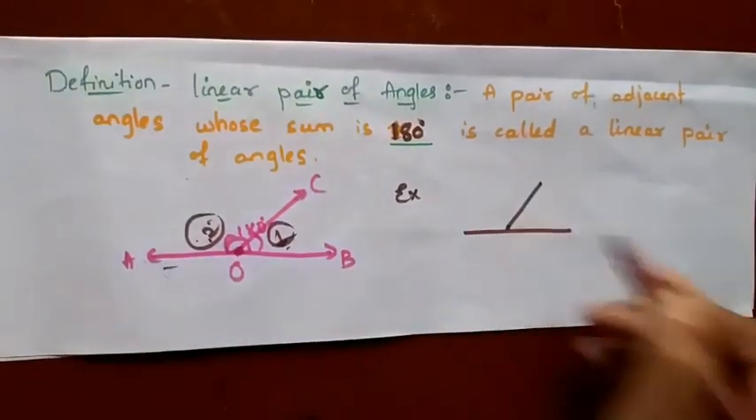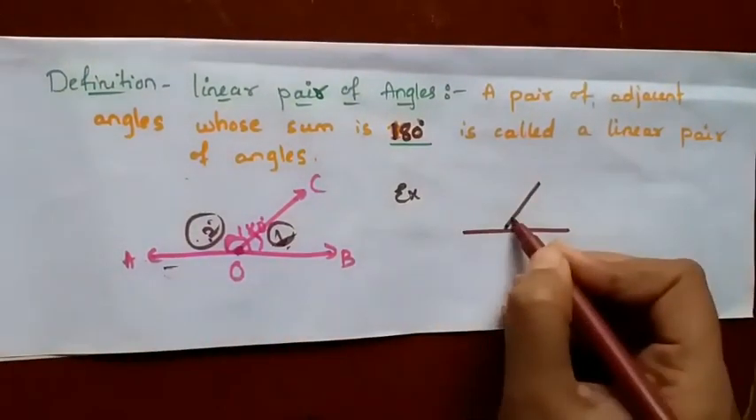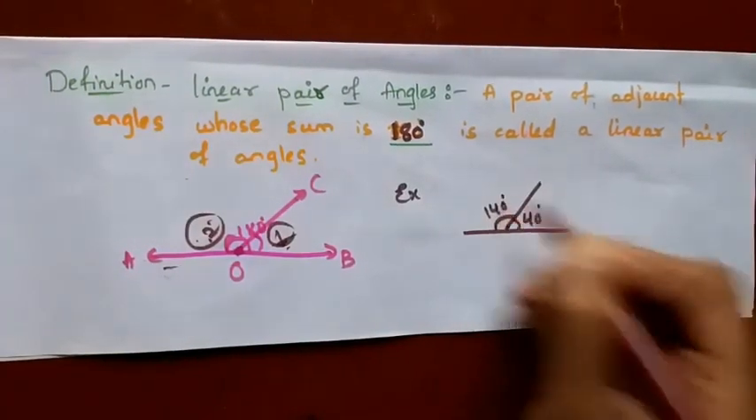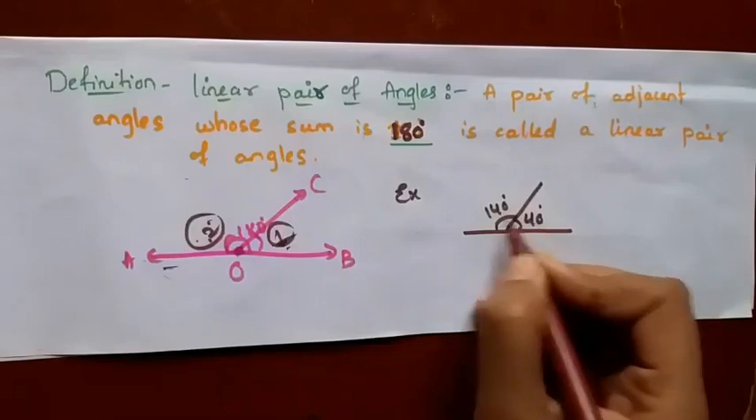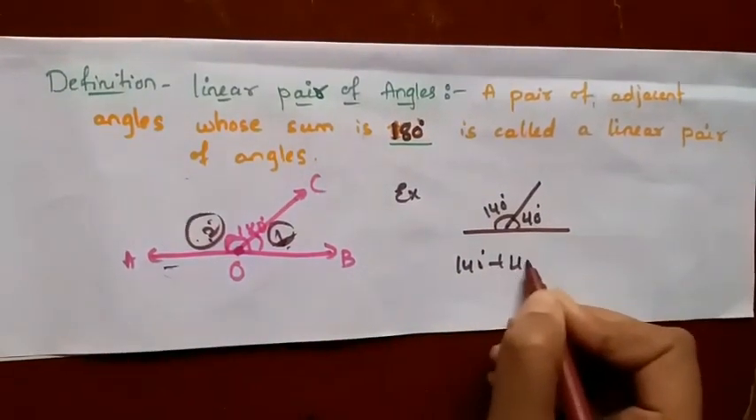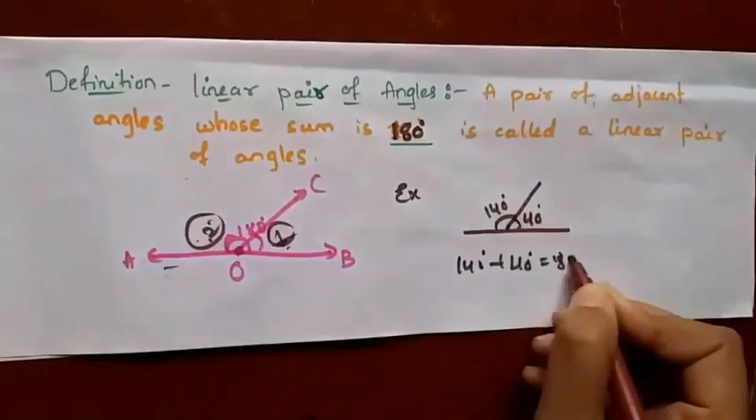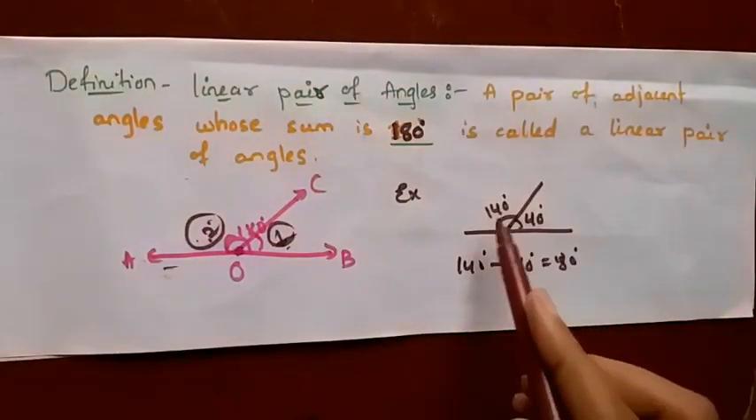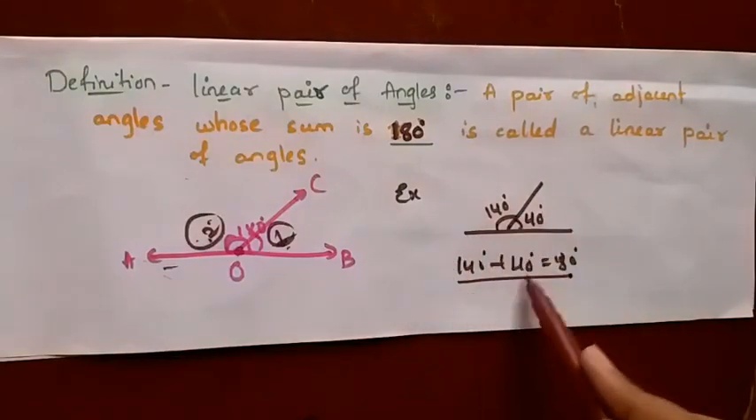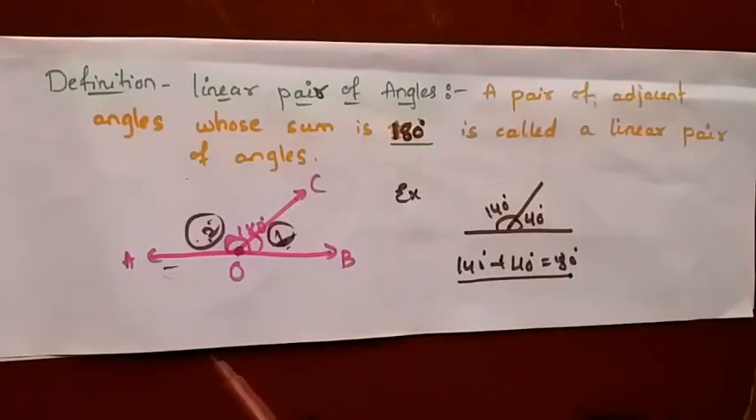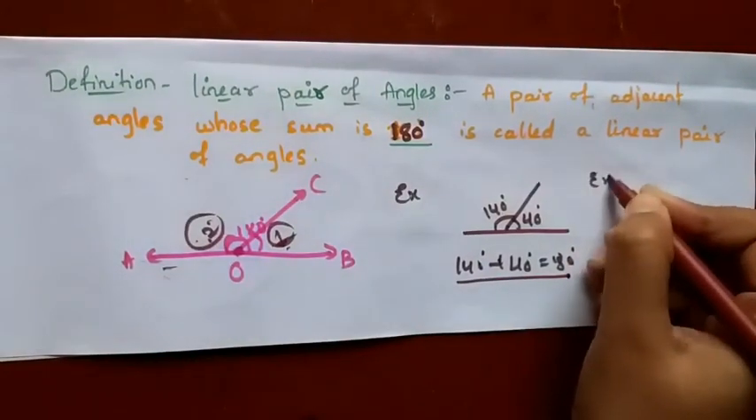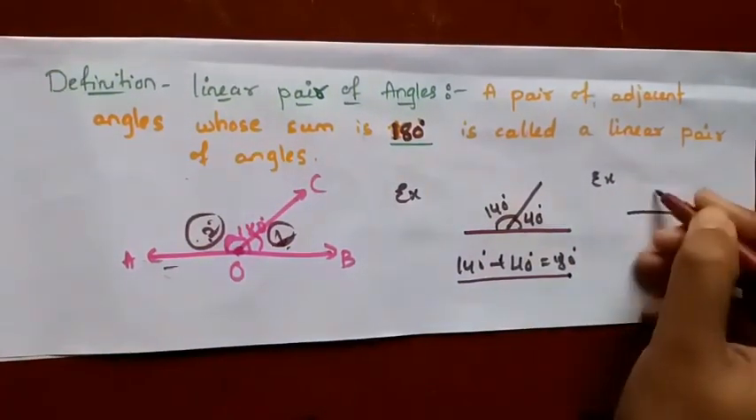For example, here this is a straight angle. If we get a figure like this, where one angle is 40 degrees and the other is 140 degrees, when we add these two, 140 plus 40 is equal to 180 degrees. The pair of adjacent angles whose sum is always 180 degrees, this type of figure is said to be a linear pair of angles. One more example.